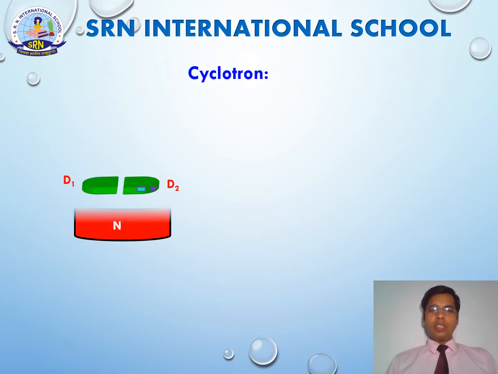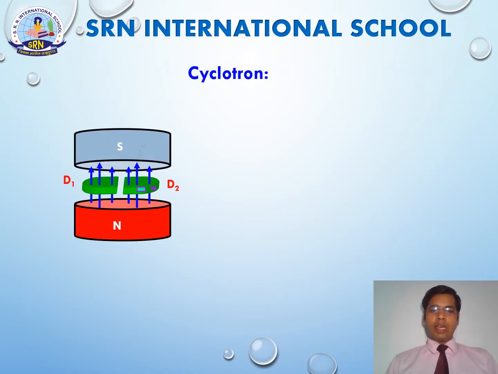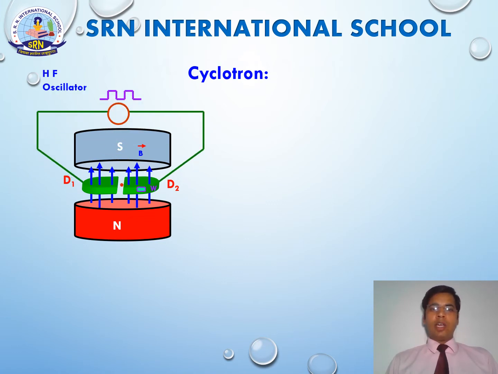A cyclotron is a device which is used to accelerate positively charged particles by passing through them a perpendicular electric and magnetic field a number of times. Now let us discuss its working.